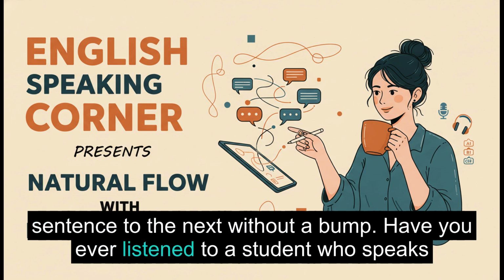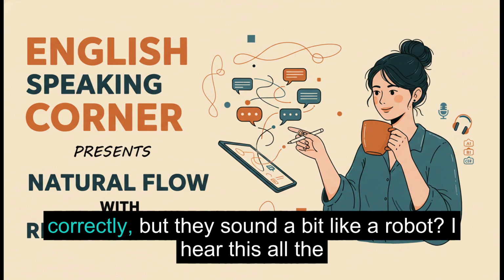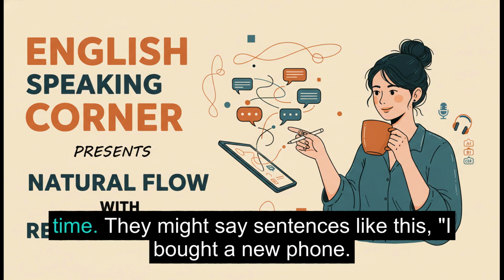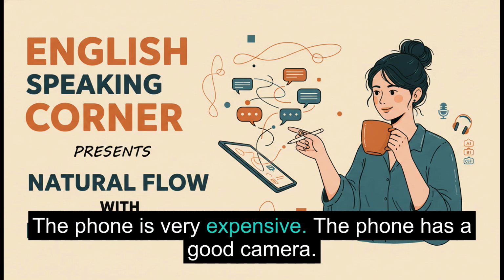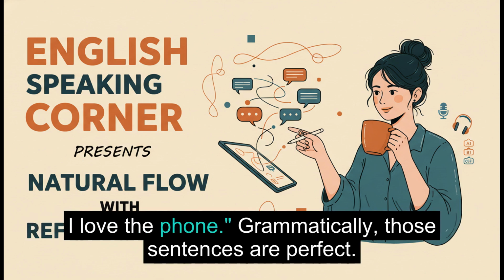Have you ever listened to a student who speaks correctly, but they sound a bit like a robot? I hear this all the time. They might say sentences like this. I bought a new phone. The phone is very expensive. The phone has a good camera. I love the phone. Grammatically, those sentences are perfect.